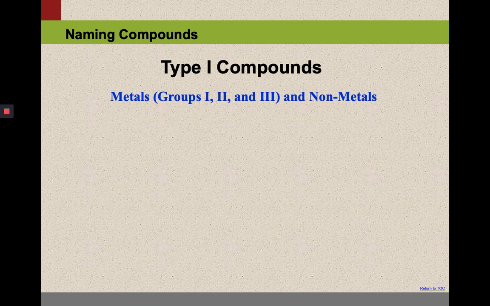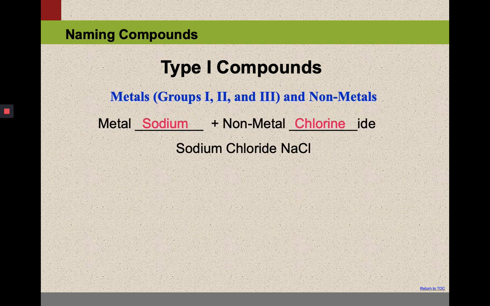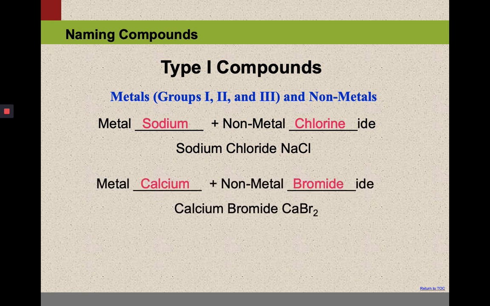So here are a few examples for type 1 compounds. So it's usually metal plus non-metal. The most common example is table salt, that's sodium chloride, made up of sodium and chlorine. And you notice how the INE from chlorine is changed to IDE. Okay, sodium chloride. Another one is calcium bromide.